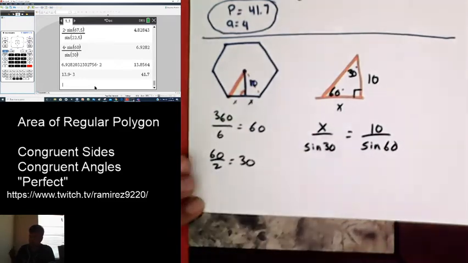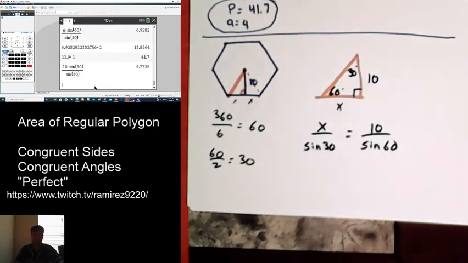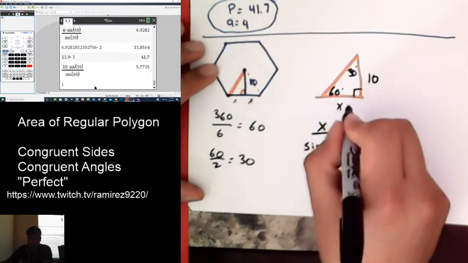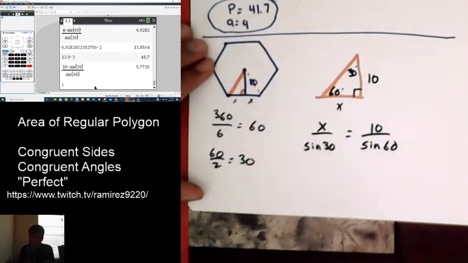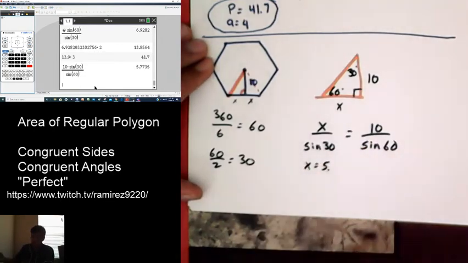So once again, we do a quick cross multiplication. So we have 10 times the sine of 30 divided by the sine of 60. So we just found out that this little piece right here, which represents half of my side length, is 5.77.